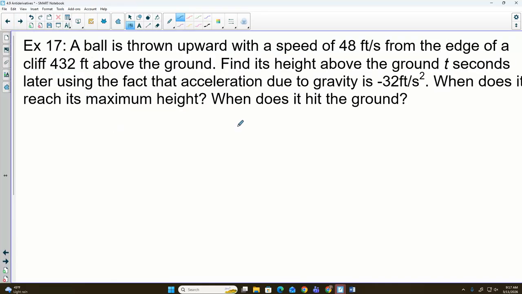Okay, a ball is thrown upward with a speed of 48 feet per second from the edge of a cliff 432 feet above the ground. Find its height above the ground. So finding the height, that's the position. That's what I'm asking you to find. t seconds later, using the fact that acceleration due to gravity is -32 feet per second squared. So it's telling me my acceleration is -32.